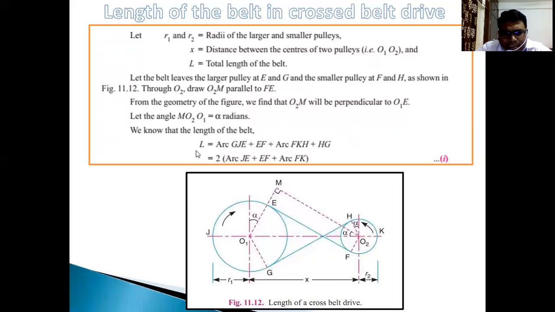We all know that, similarly, we can calculate the length: L is equal to arc JE plus EF plus arc FK and H, and also 2 times arc JE plus this one and this arc. Hope you understood, it is the same. Then we calculate the value of alpha.